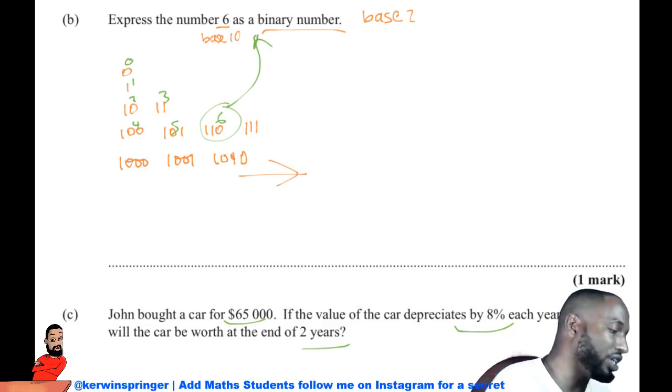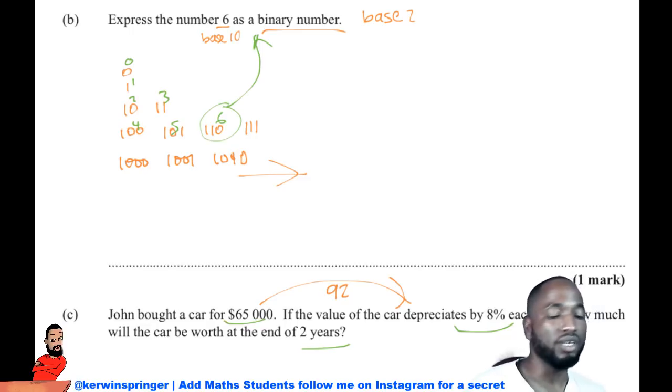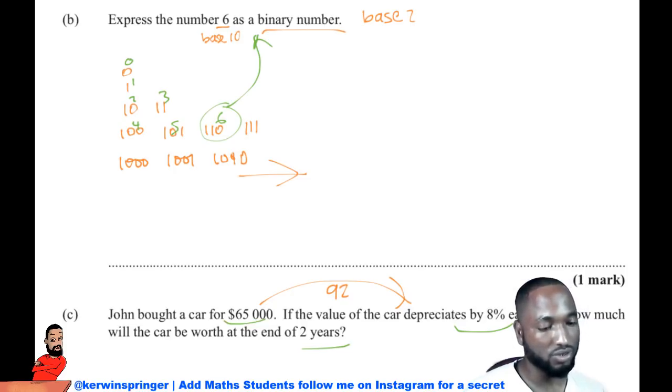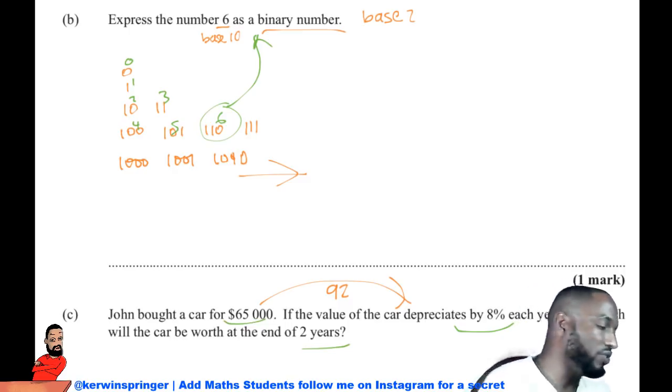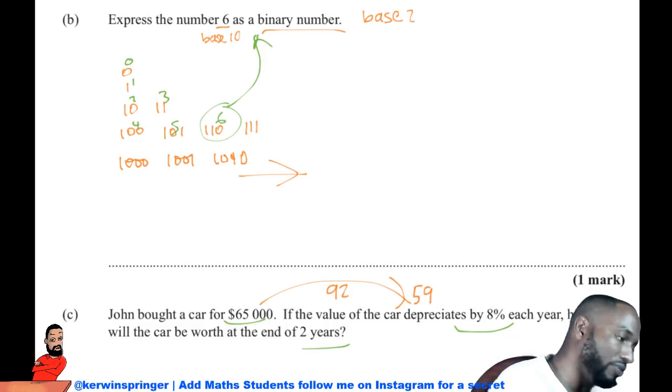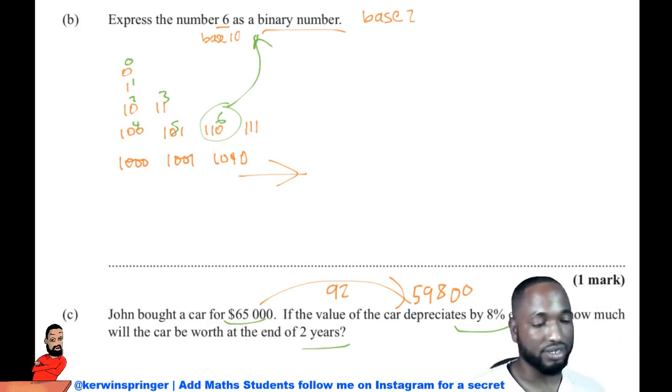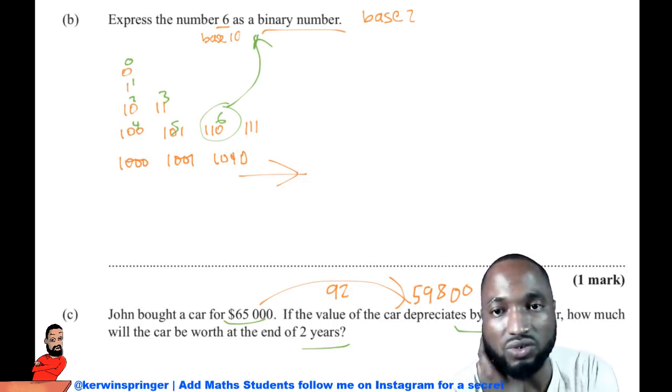Alright, so this depreciation question, you depreciate it by 92% at first. Basically, it's 92% squared. But we can repeat the calculation times 92%, 0.92. 65,000 times that. So the first depreciation of the car will actually be 59,800. And they depreciate it again, and you get 55,016.